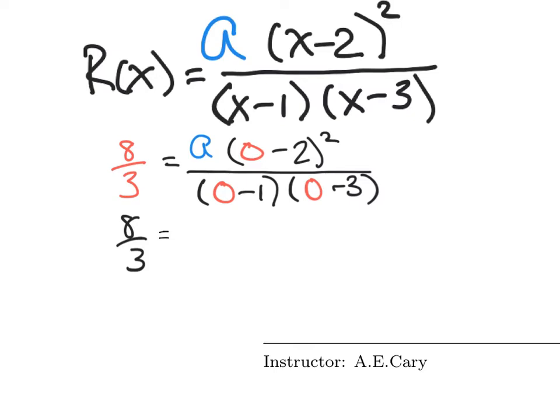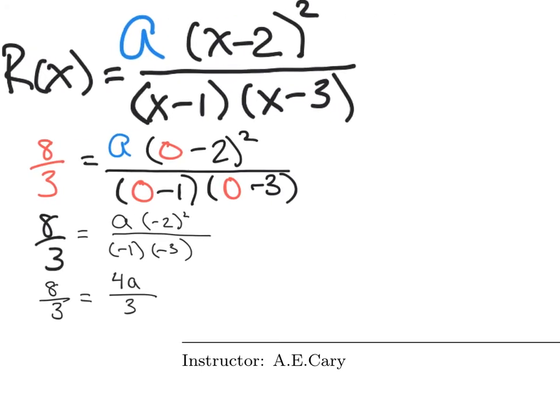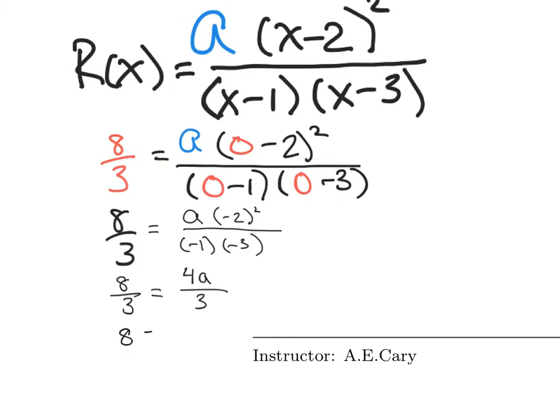Okay, so 8/3 is equal to a times -2 squared over -1 times -3. And that is going to be 8/3 is equal to 4a over -1 times -3, which is 3. So since I'm dividing by 3 on both sides, I can just multiply both sides by 3, and I get 8 is equal to 4a, and then I'm going to divide both sides by 4, and I get that my a value is 2.